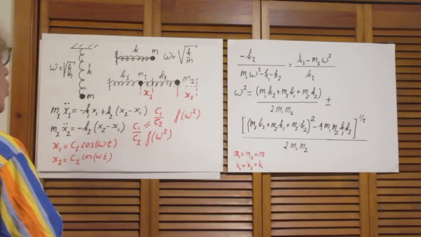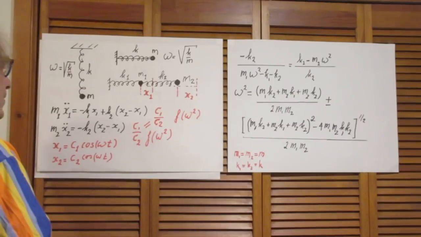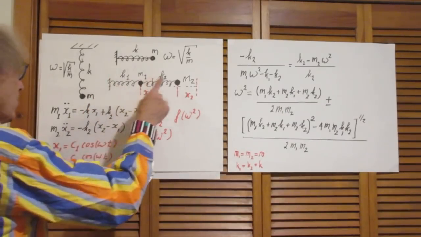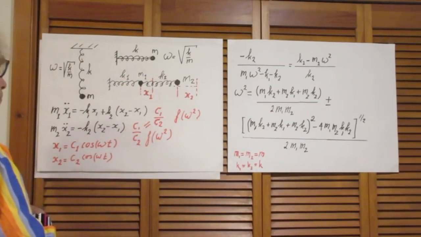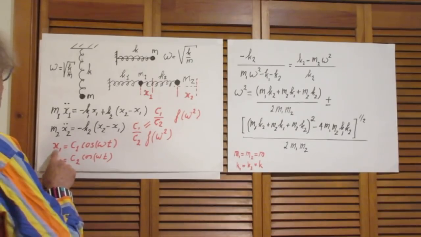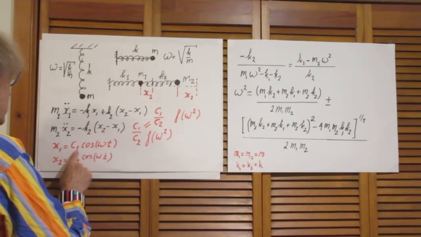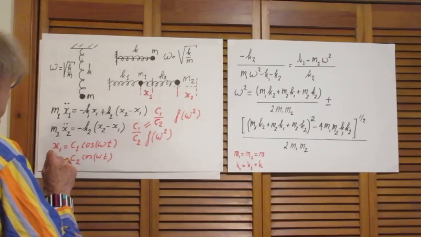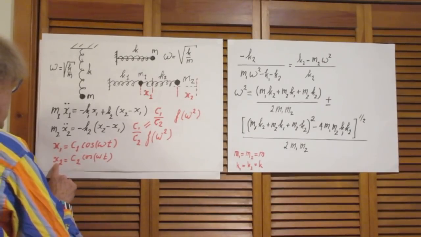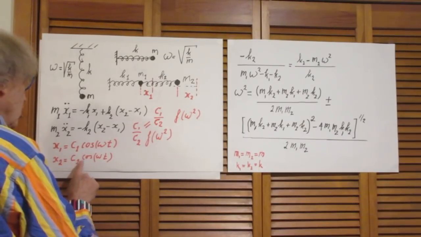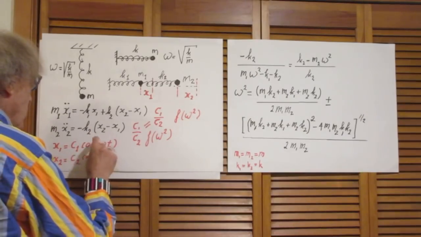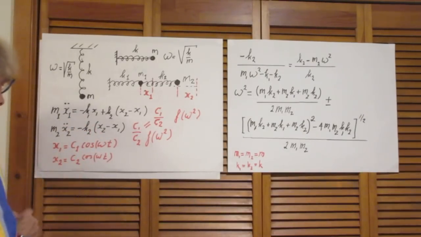Since a normal frequency means that the frequencies for both objects have to be the same, I substitute for x1 c1 times cosine omega t, and I substitute for x2 c2 times cosine omega t. These omegas must be the same. Of course, c1 in general is not c2.